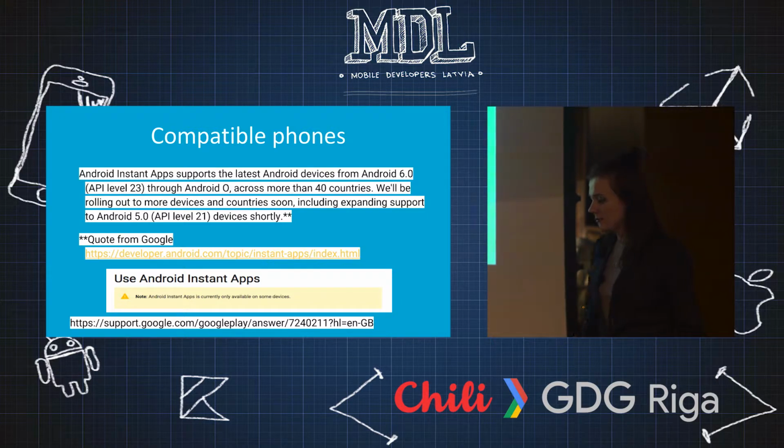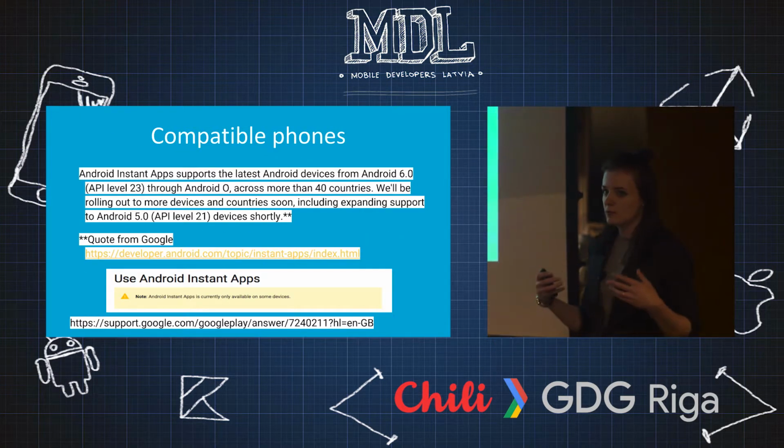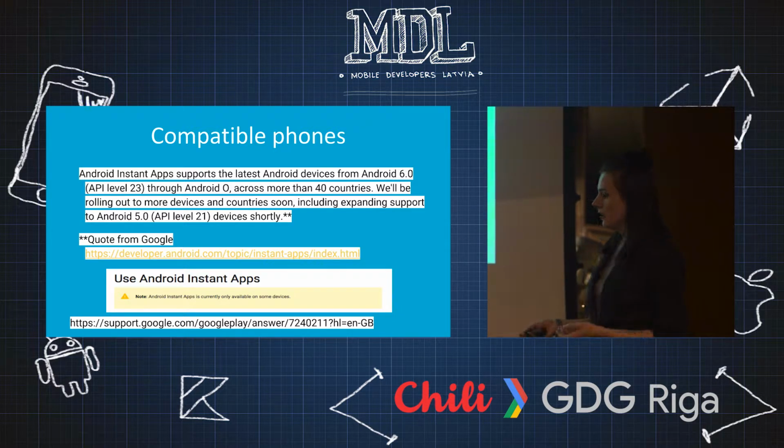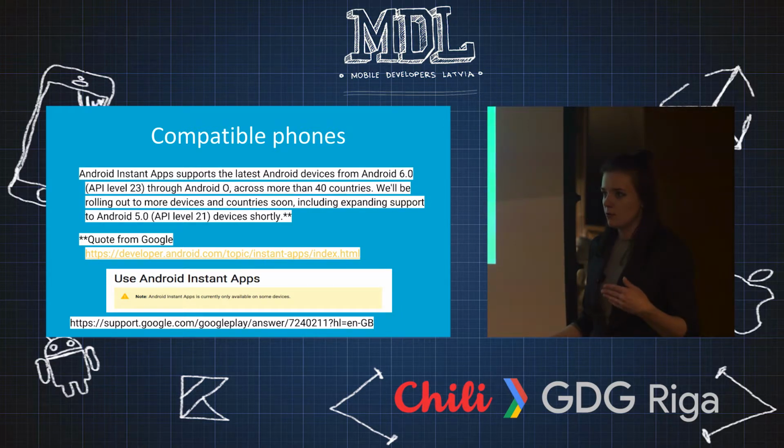At first I could not launch any of the apps they mentioned in the previous slide, like Zillow and Wish, and I had at that point a Nexus 5X, which was running on 7.0, which according to that definition is supposed to run, except I was not sure if Belarus is one of those 40 countries where it's available. So I was quite confused. At the same time, I was able to enable instant apps on my device. So I kind of can, but I kind of could not really use any of the instant apps.